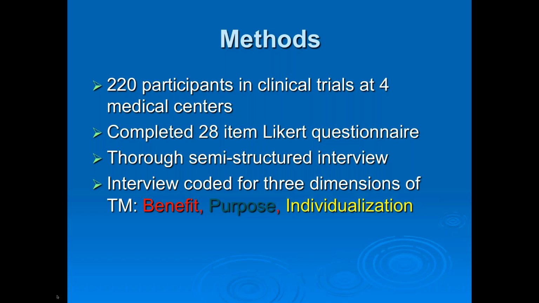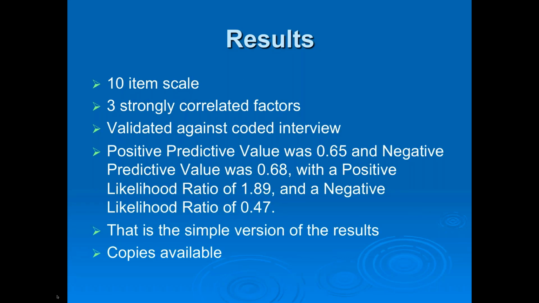I said before we had two criteria: the unreasonable assessment of benefits, and that the treatment is individualized. We added the purpose to this because it does seem that people need to understand that what is going on here is research, not essentially treatment. So anyway, we have this 10-item scale.